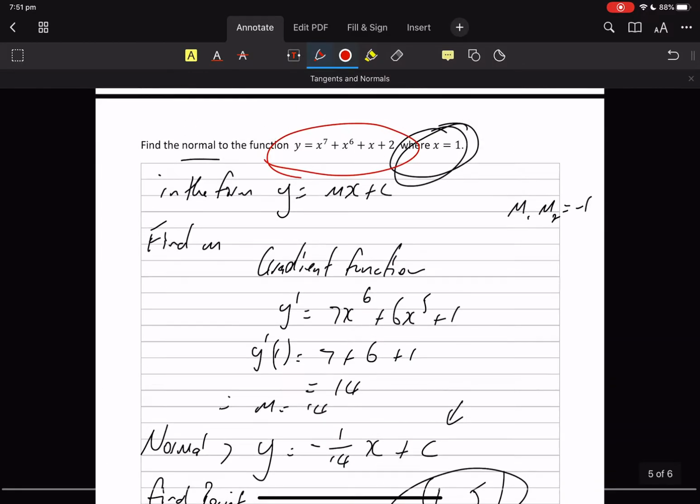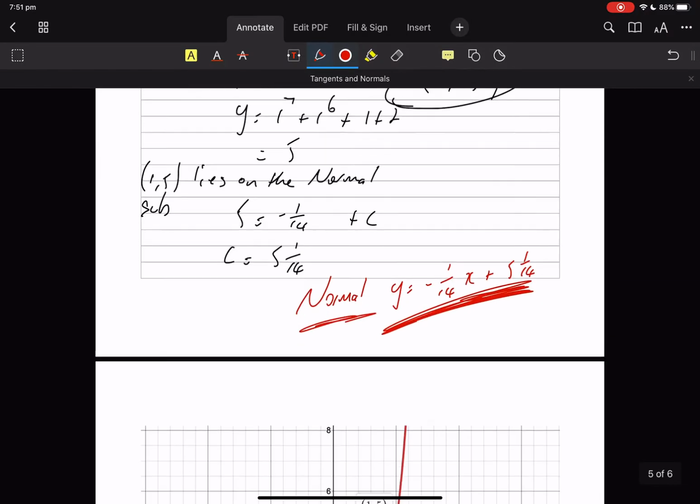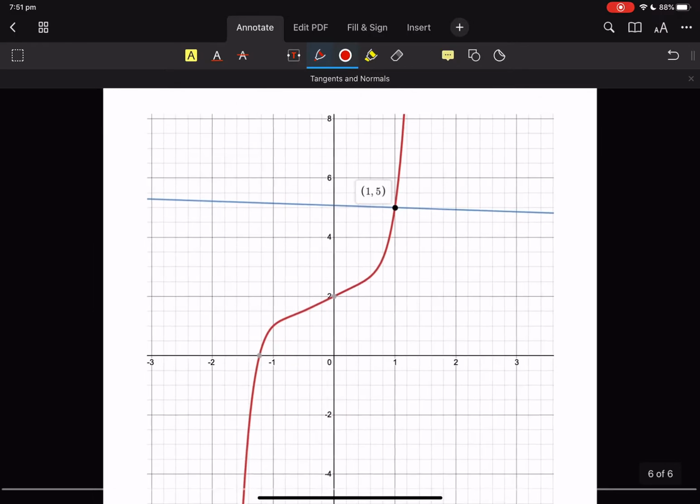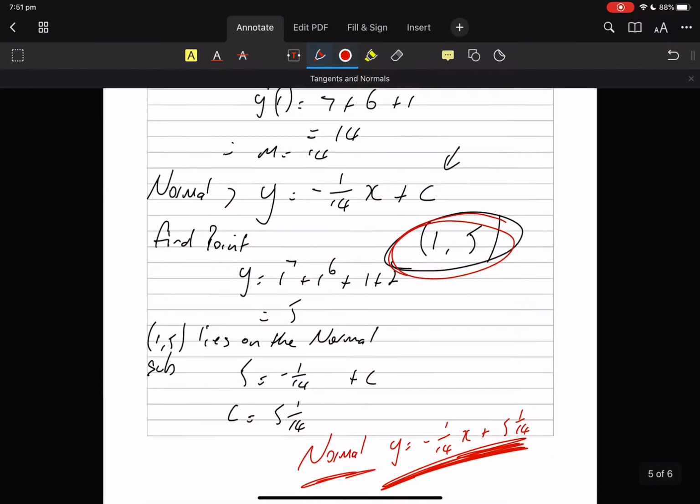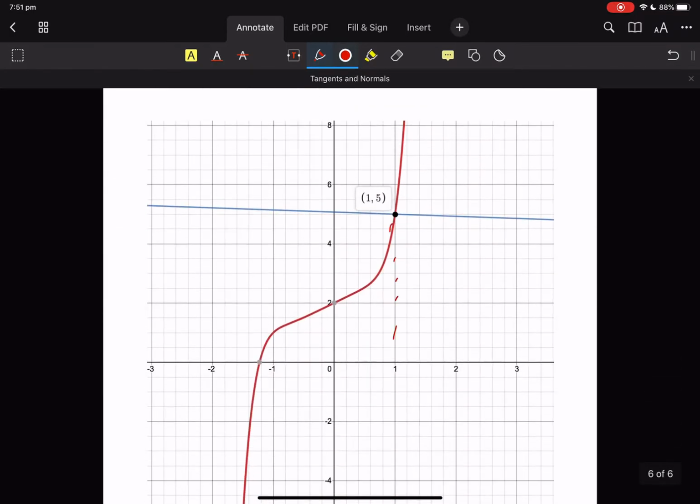So, who knew what that thing was going to look like? But that's it there. And you can see that the point 1, 5 is this point that we found where x equals 1. So that validates it because you can sort of see here that the slope of the curvy one, the polynomial, and the normal, that's a right angle in there. It even looks like a right angle.